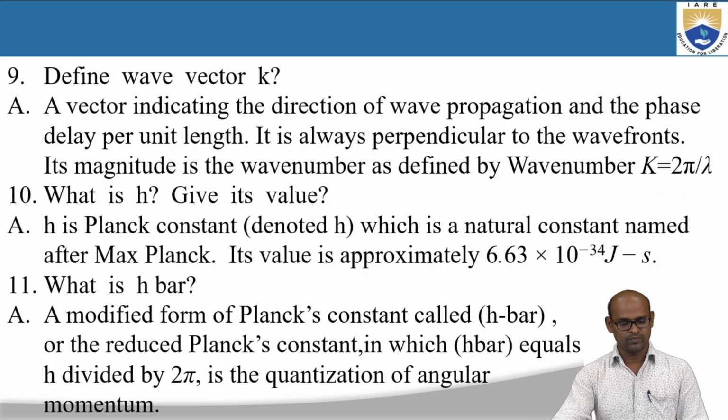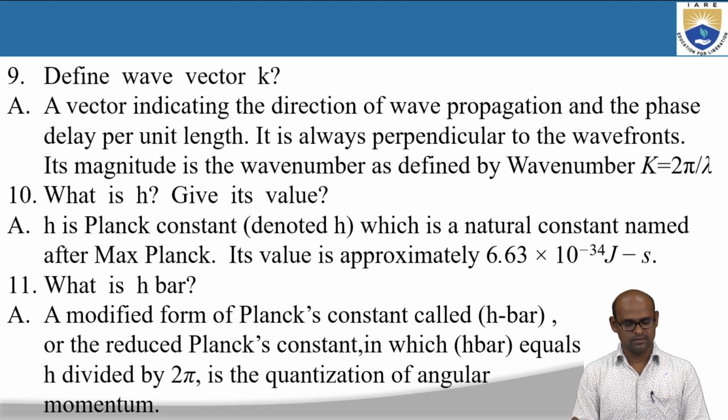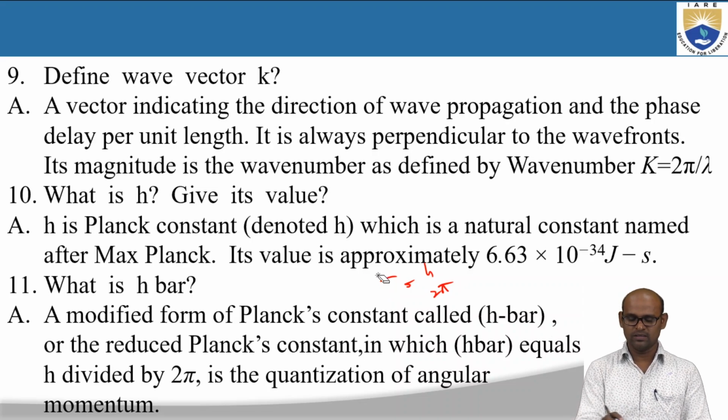What is h? Give its value. h is Planck's constant, which is a natural constant named after Max Planck, and its value is approximately 6.63 into 10 power minus 34 joule second. What is h bar? h bar is nothing but h by 2 pi. A modified form of Planck's constant called h bar, or the reduced Planck's constant, in which h bar equals h by 2 pi, is a quantization of angular momentum.